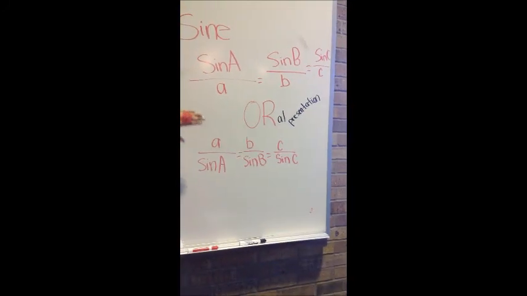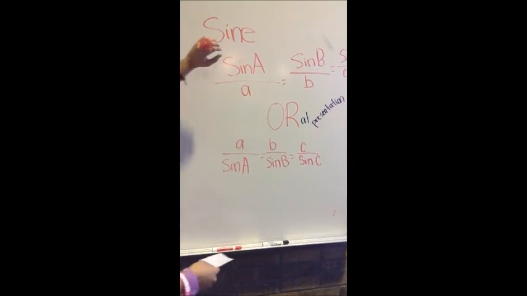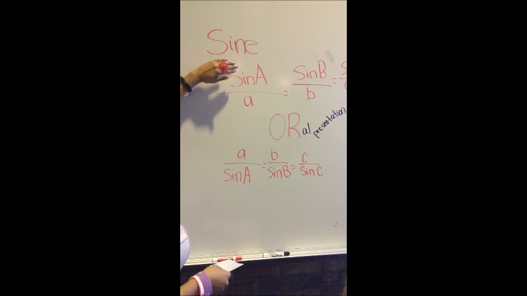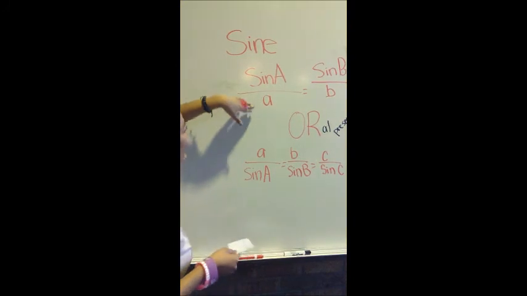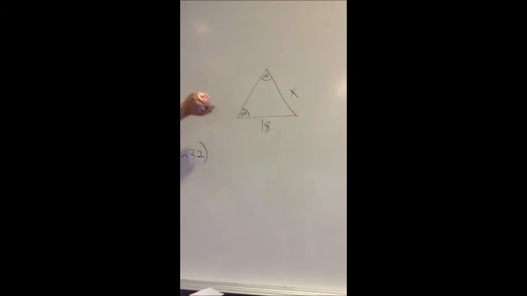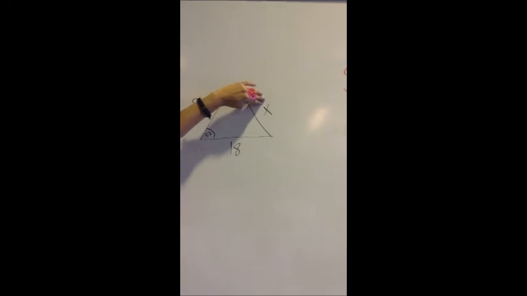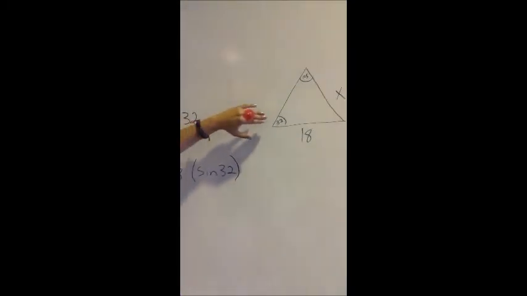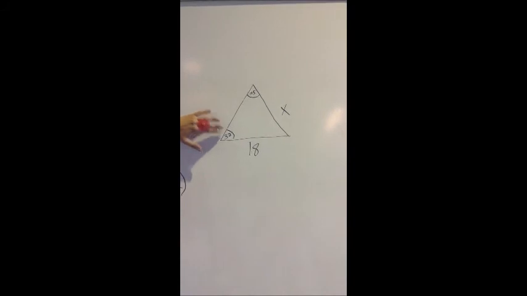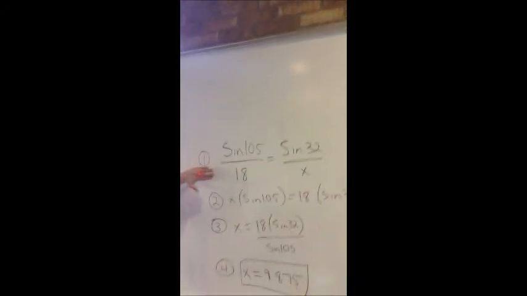Or you could write it with the little a on top and the big A on the bottom, and so on. The big A stands for the angle, and the little a stands for the side opposite of the angle. And that applies for the rest of them. So here we have one example. Let's say you have one side of 18 and you have a missing side, x, but you have angles with this angle 32 and this angle 105. In order to find that missing side, you would have to write it like this.